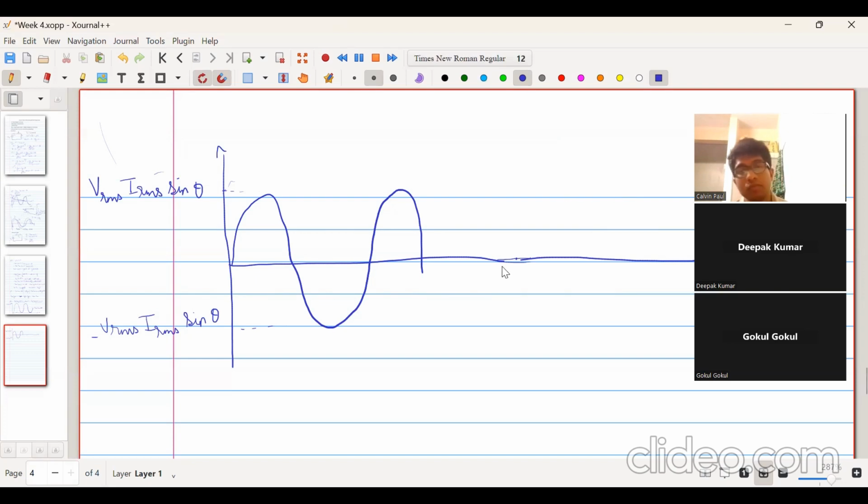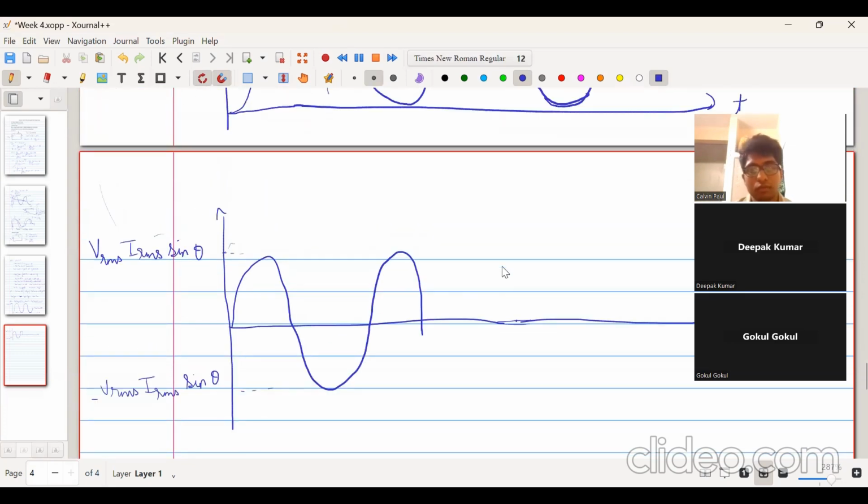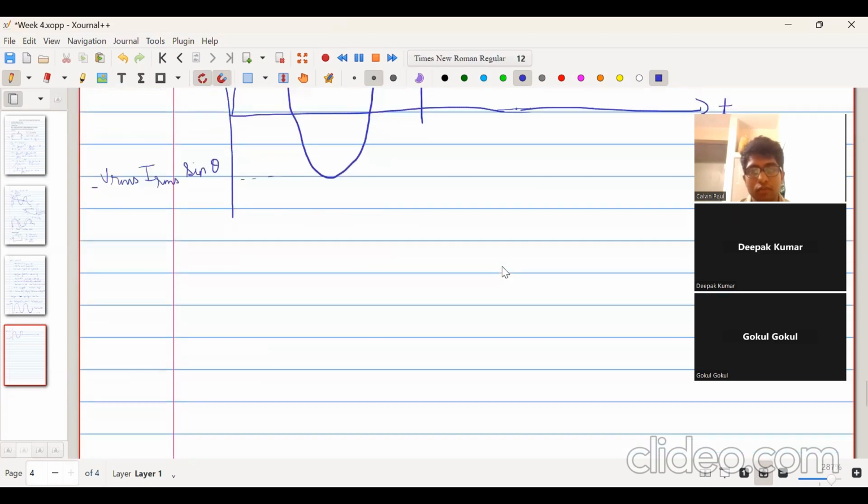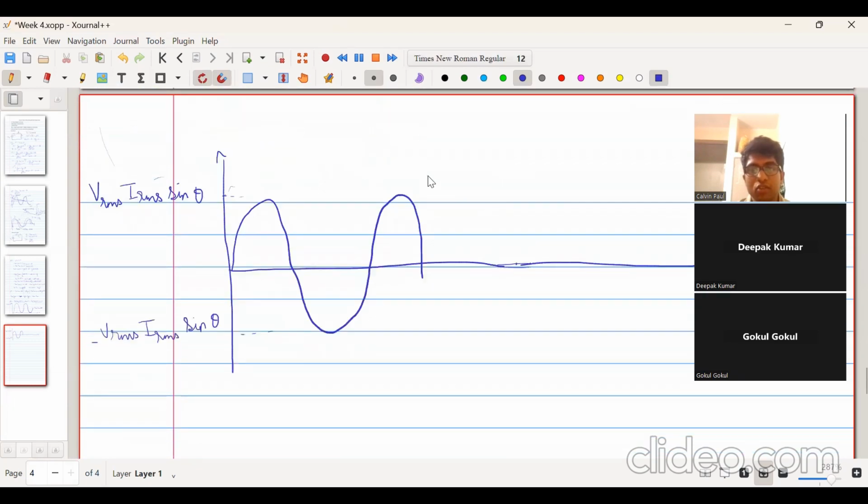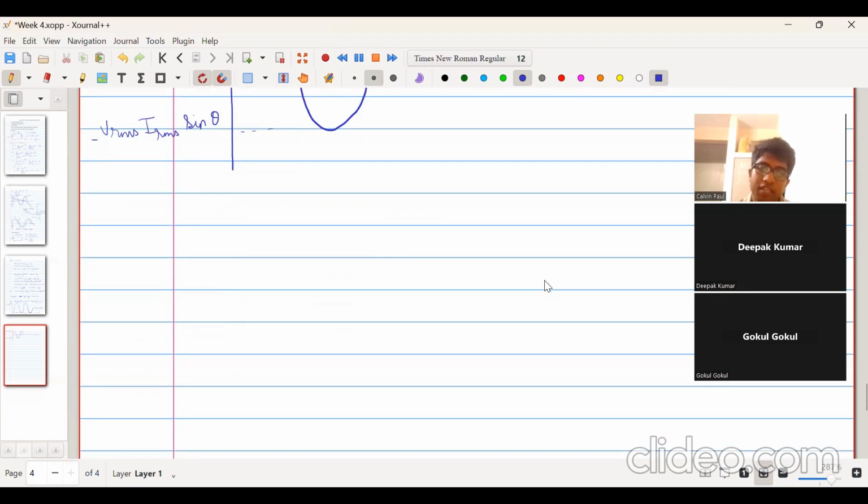Okay, sir. And sir, what is the concept behind apparent power? So apparent power is the combination of the active power and reactive power. The apparent power shows you the magnitude of the current which is actually flowing. So now let us draw the power triangle.